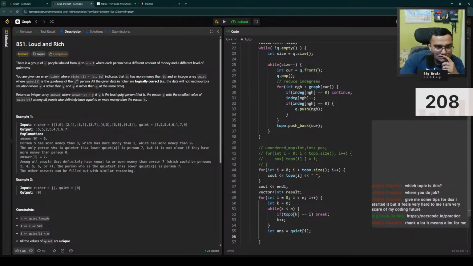If y is the least quiet person, that is the person y with the smallest value of quiet of y. Answer 0 equals 5. Person 5 has more money than person 3, which has more money than 1.